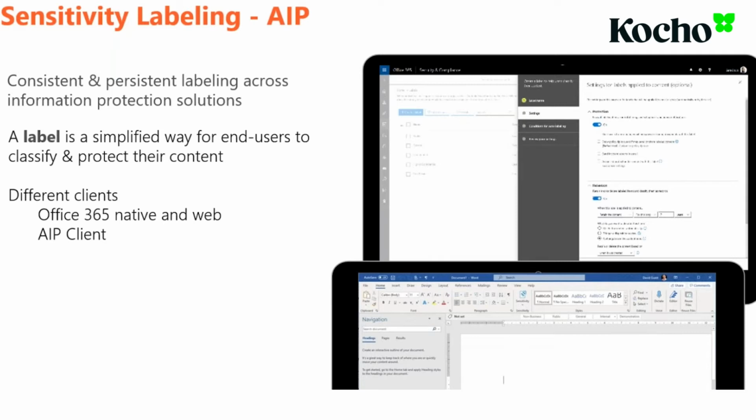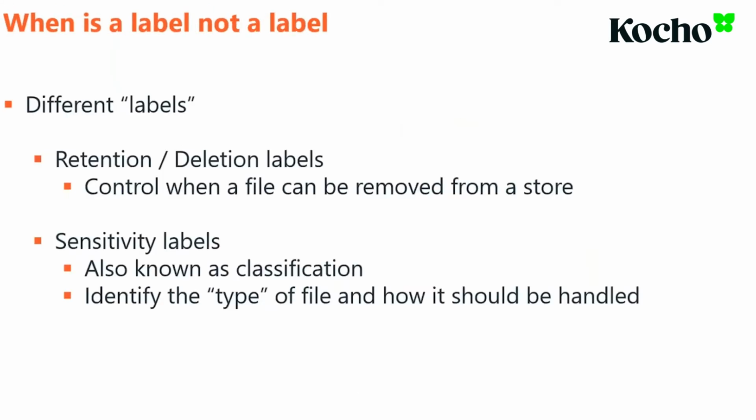One thing that Microsoft 365 does do is use the same phrase, label, for different things. When is a label not a label? Well, it depends. They're all labels. Retention and deletion labels, which can be attached to a file inside SharePoint, OneDrive for Business, Teams, allow us to control whether a file can be deleted, whether it can be removed from a store.